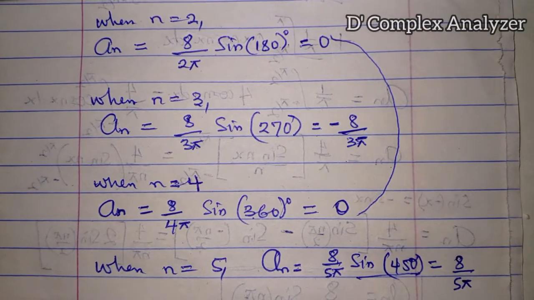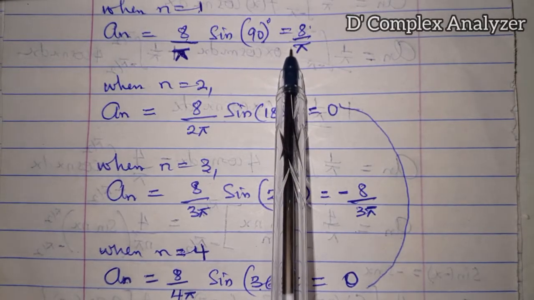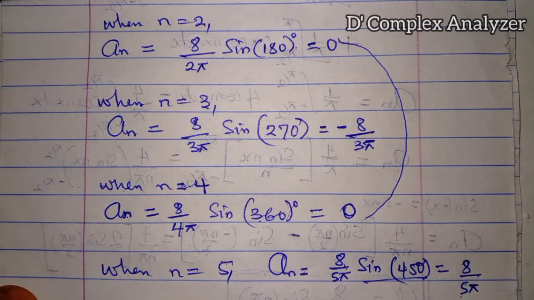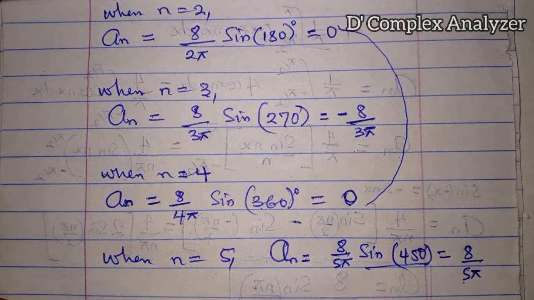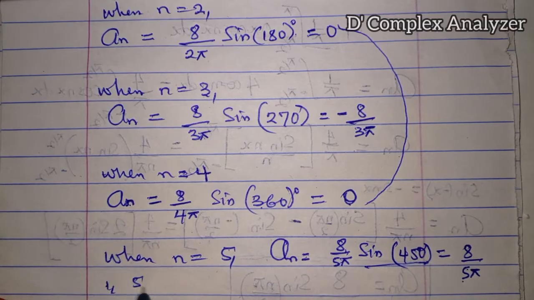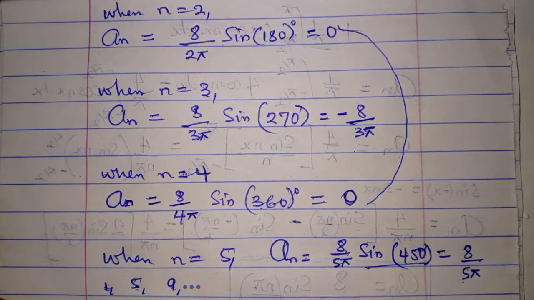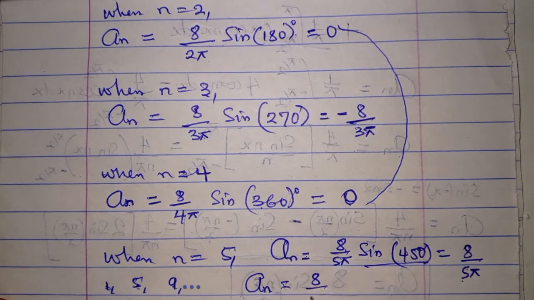We can see that the difference between a sub n when n is equal to 5 and a sub n when n is equal to 1 is just the value of n. Here n is 1 and here n is 5. So take note of this. Just like we said earlier, when n is equal to 2, 4, 6, 8, 10, 12, that's even numbers, a sub n is always 0. So when n is equal to 1, 5, 9, and so on and so forth, a sub n will always be positive. All right? We'll have a sub n as 8 over n pi.